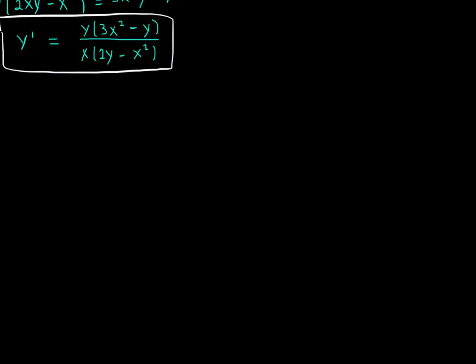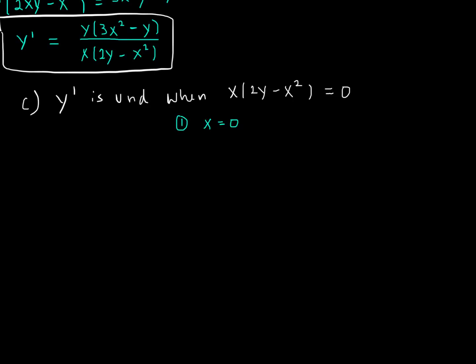Alright, so for part C, my derivative is undefined when the denominator is equal to 0. So when x times 2y minus x squared is equal to 0. Now the solutions to this particular equation, one solution is that x equals 0. That's the first one, by setting this factor equal to 0.